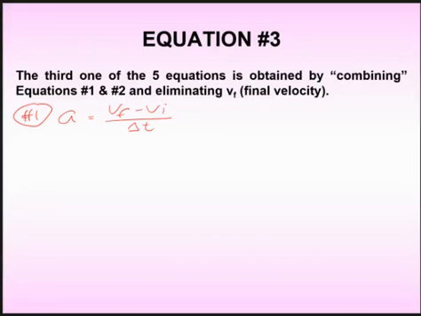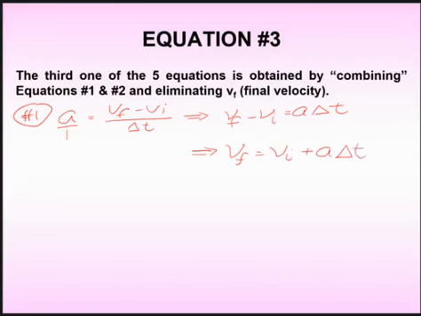I could cross multiply, which means VF minus VI equals A delta T. I'm almost there. Technically, I have not isolated VF yet. What do I do now? I move the VI to the other side. So what do you get? VF equals VI plus A delta T.